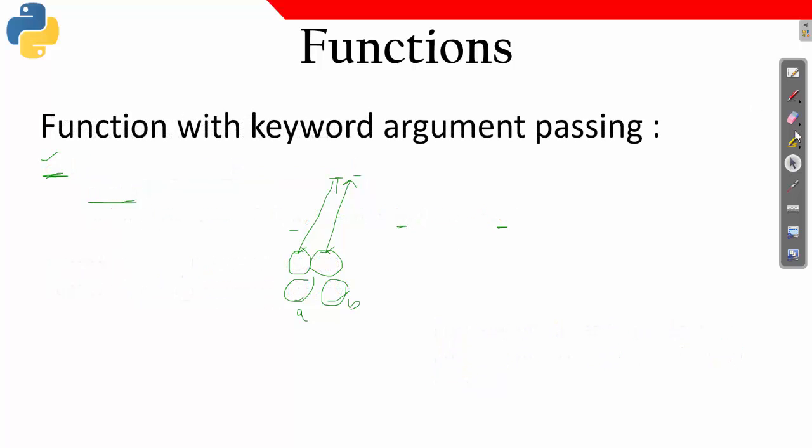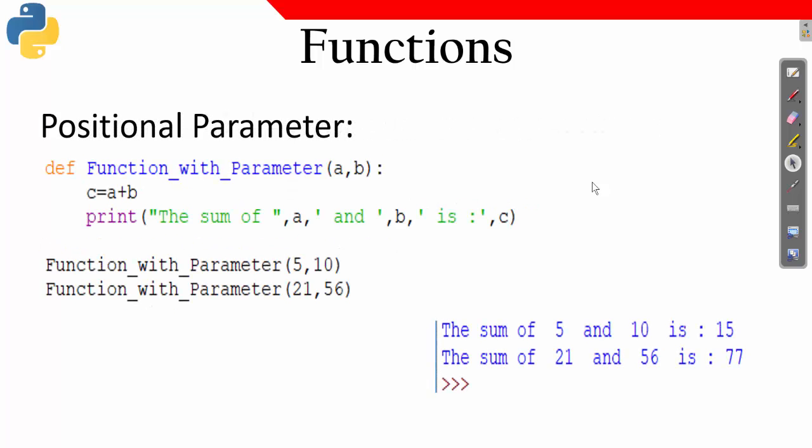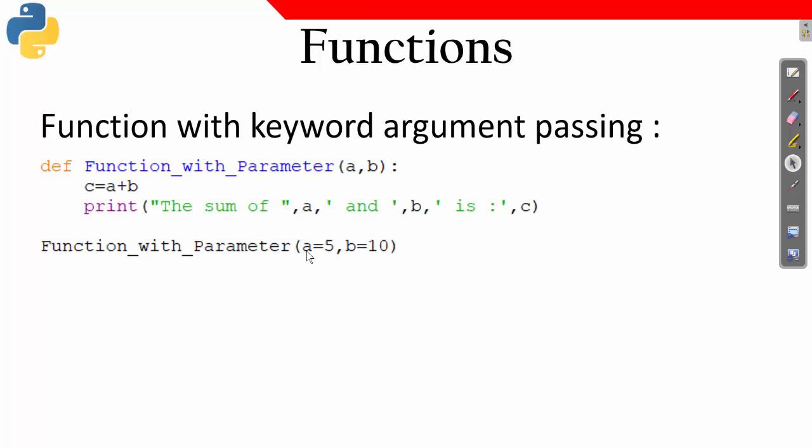Now one more kind of parameter is there, that is called keyword argument passing. What is keyword argument passing? You will understand from this. In my previous program, I simply passed the values, but in this program I have written a equal to 5 and b equal to 10. Of course a and b are the parameters, but the same values I have written as a equal to 5 and b equal to 10.